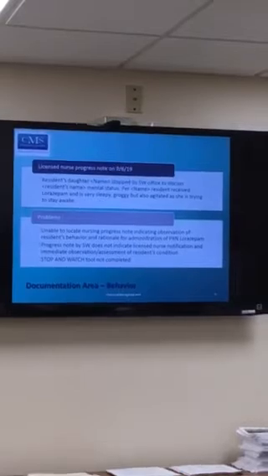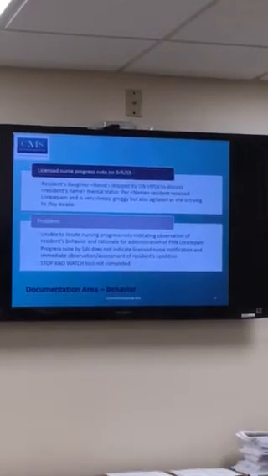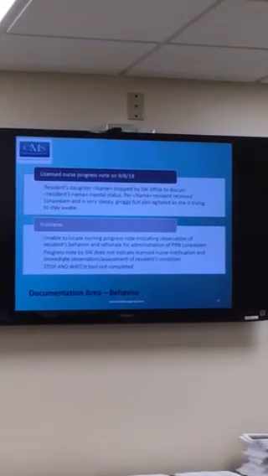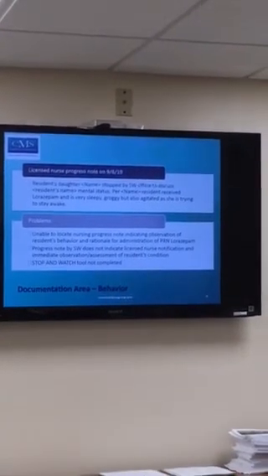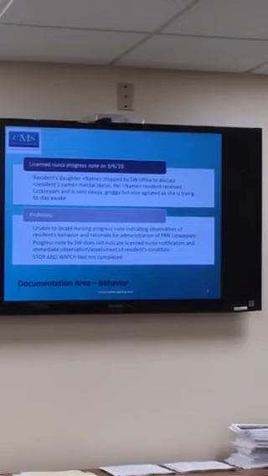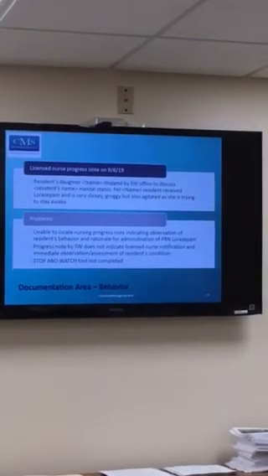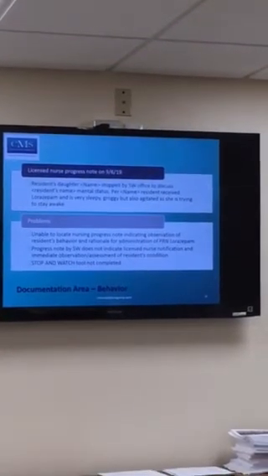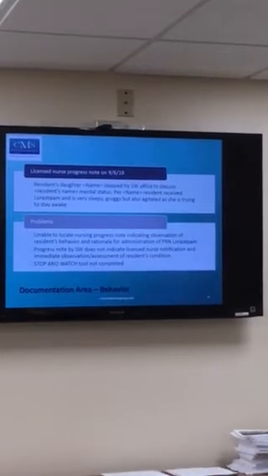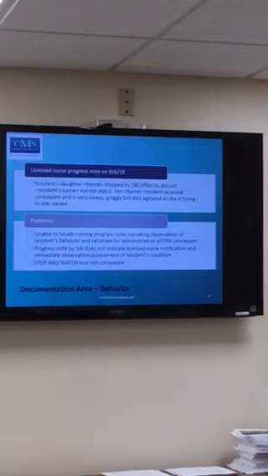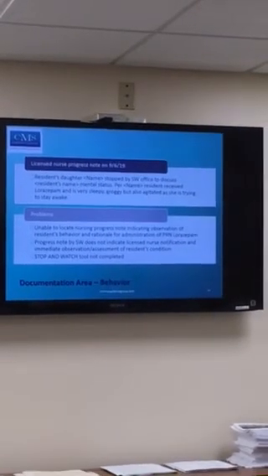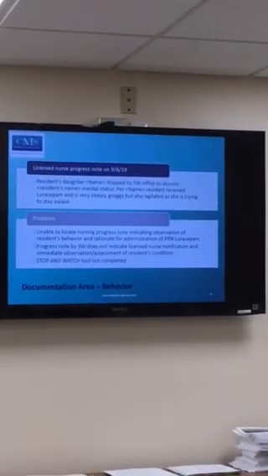Another documentation says that resident's daughter stopped by the social worker office to discuss the resident's mental status. Per daughter, the resident received lorazepam and is very sleepy or groggy, but also agitated as she is trying to stay awake. The problem is there's no documentation. Why did the resident receive lorazepam? Was there a behavior? Okay, and then there's no follow through.